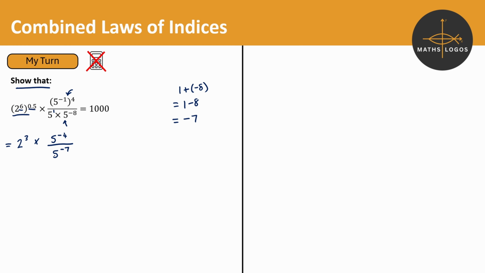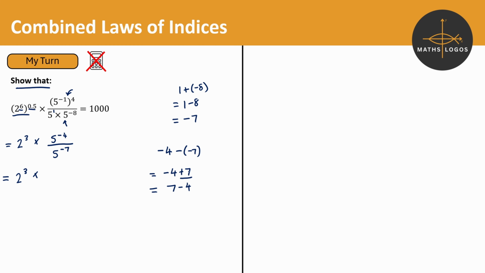Okay, let's tidy up this fraction here. I'll leave my 2 to the power of 3 for now. And I'm dividing powers with the same base, so I need to subtract my indices. Bit of a harder negative number calculation. I'm doing -4 and I'm subtracting -7. Well, remember that's equivalent to doing -4 add 7, which is equivalent to doing 7 take away 4. Just have to be careful.